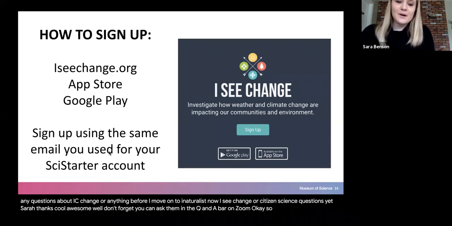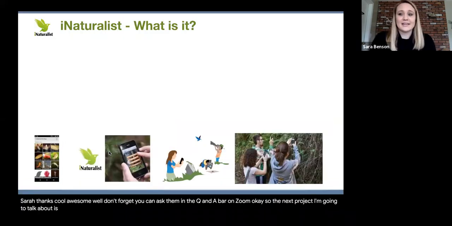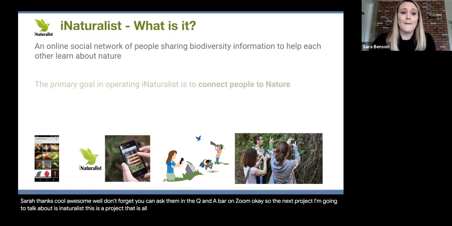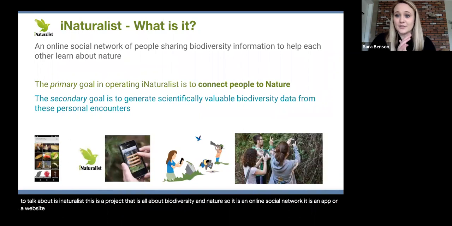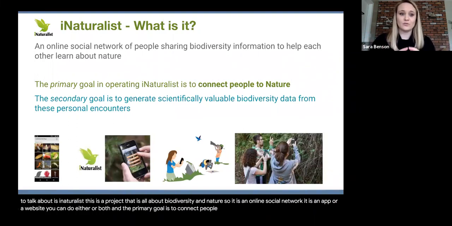Okay, so the next project I'm going to talk about is iNaturalist. This is a project that is all about biodiversity and nature. It is an online social network. It is an app or a website. You can do either or both. And the primary goal is to connect people to nature.